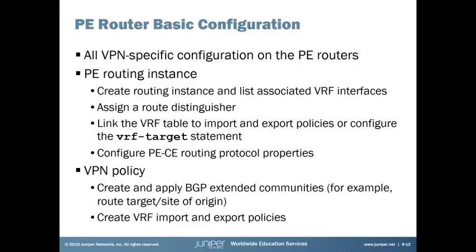We are going to configure the PE-CE routing protocol properties. So how do the routes get from the CE to the PE and back? That may be BGP, it may be static routes, it may be whatever. We're going to set that up. Then we're going to set up the VPN policies.